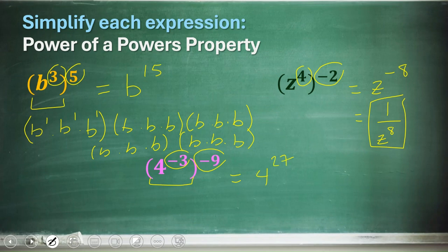4 to the power of 27 is a huge number. Even though we could multiply this out, it would be ridiculous to do so. So this is the best number because of its sheer size. And that is all. This is how you apply the power of a power property to simplify exponential expressions.